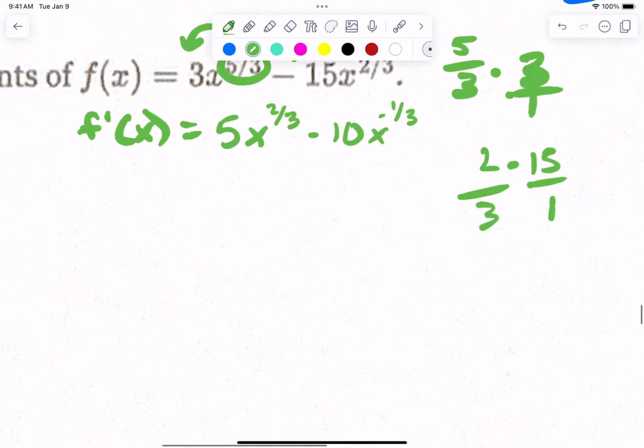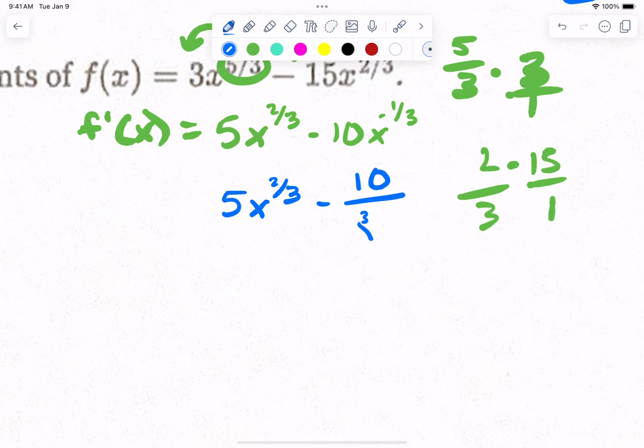Okay. All right. So let's figure out what this means. This means 5x to the 2/3 minus 10 over x to the 1/3, or the cubic root of x, right? And then I'm doing that derivative and I'm setting it equal to 0.